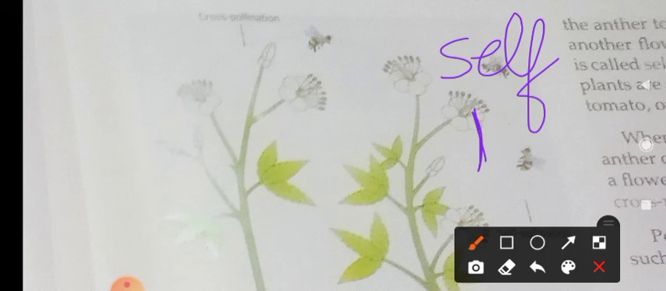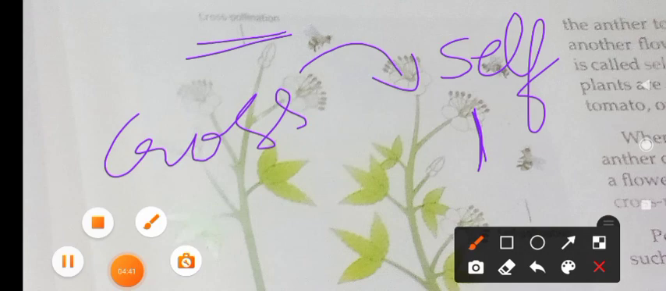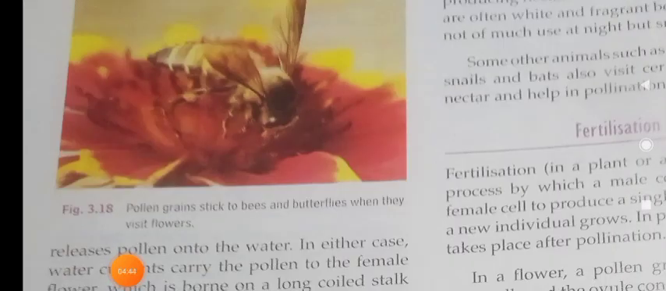If this pollination occurs between two different plants, then we call it cross-pollination. We call it what? Cross-pollination. Did you understand what self-pollination and cross-pollination are, children? Yes. As I told you, this pollination is supported by wind, water, and insects, isn't it? Am I right?